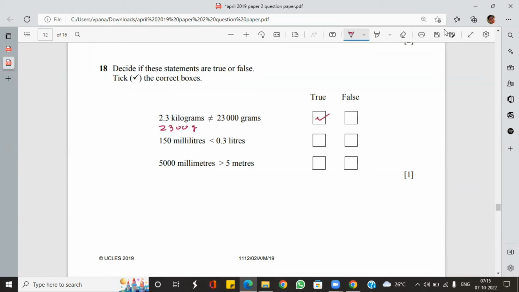Then it says 150 milliliters is less than 0.3 liters. 0.3 liters is 300 milliliters. So 150 milliliters is less than 300 milliliters. Yes, it is true. Then it says 5,000 millimeters is greater than 5 meters. So 5 meters is again 5,000 millimeters. So both are equal, so this is a false statement.